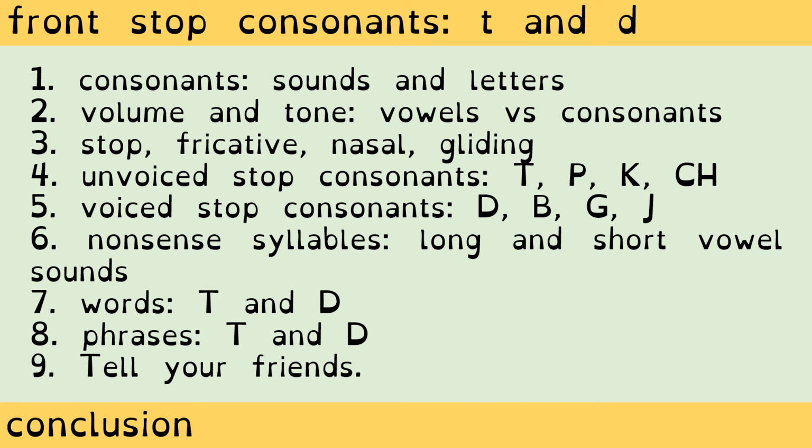Okay, it is time to sum up the lesson. Number one, consonants, sounds, and letters. Today was our first lesson on consonants. The word consonant refers to both the sounds and the letters. Number two, volume and tone, vowels versus consonants. Consonants are different from vowels. One difference is that vowels can vary in volume and tone, but consonants cannot.